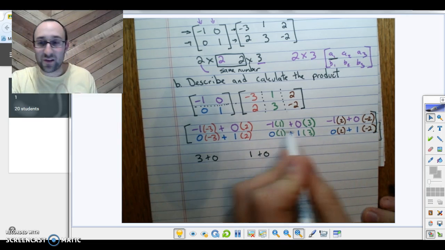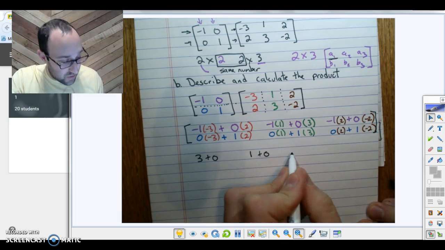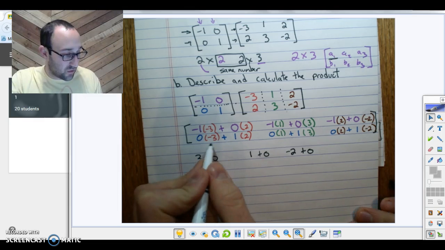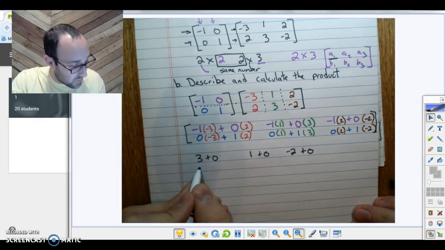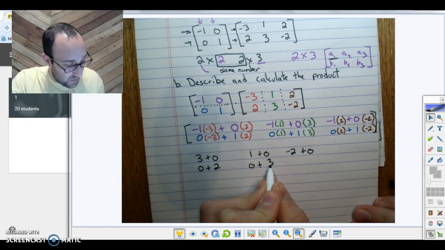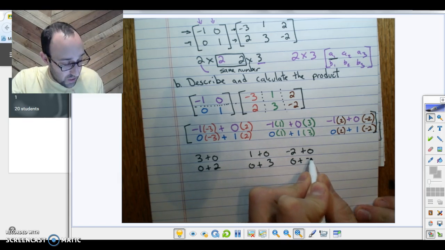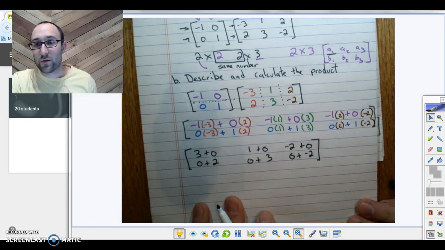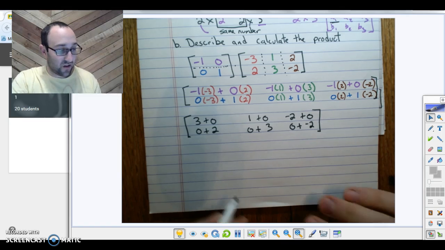And then if you notice, all these are going to be zeros. -1 times 2 is going to be -2 plus 0. And then we've got this one. 0 times -3 plus 1 times 2 is going to be 0 plus 2. This is going to be 0 plus 3. And this is going to be 0 plus -2. All right. So then all I have to do is just add those together and I'm finished.